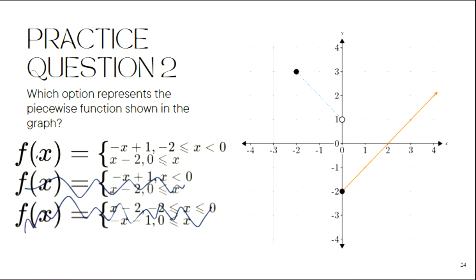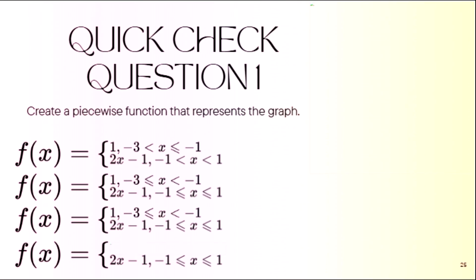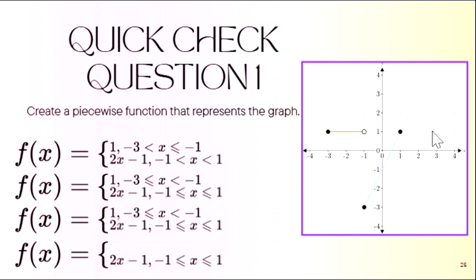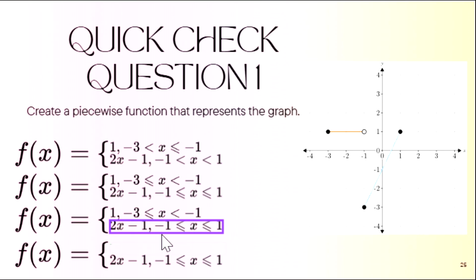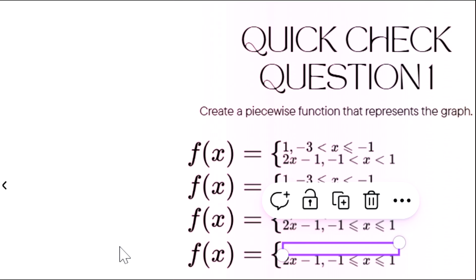Just that quick. Here's quick check question number 1, and guess what's missing? The graph. Okay, create a piecewise function that represents the graph. So here's all of these, and here's the graph. We need to know which one of these matches here. And look, it deleted another formula.